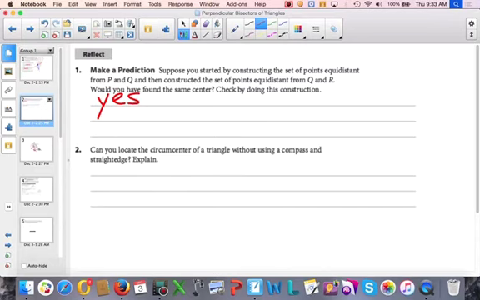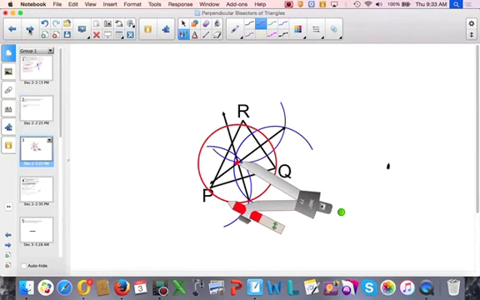Can you locate the circumcenter of a triangle without using a compass and a straight edge? The answer is yes, and I can't physically show you in this video, but visualize taking a triangle on a piece of paper. You can find the perpendicular bisector of a segment by folding the segment so that the endpoints coincide. So you could fold this triangle so that P and Q overlap, and then that crease is your perpendicular bisector.